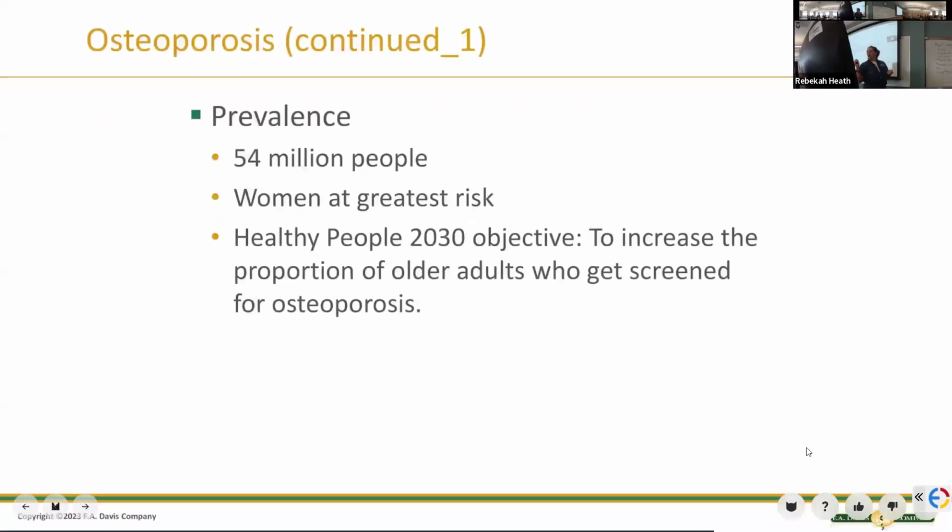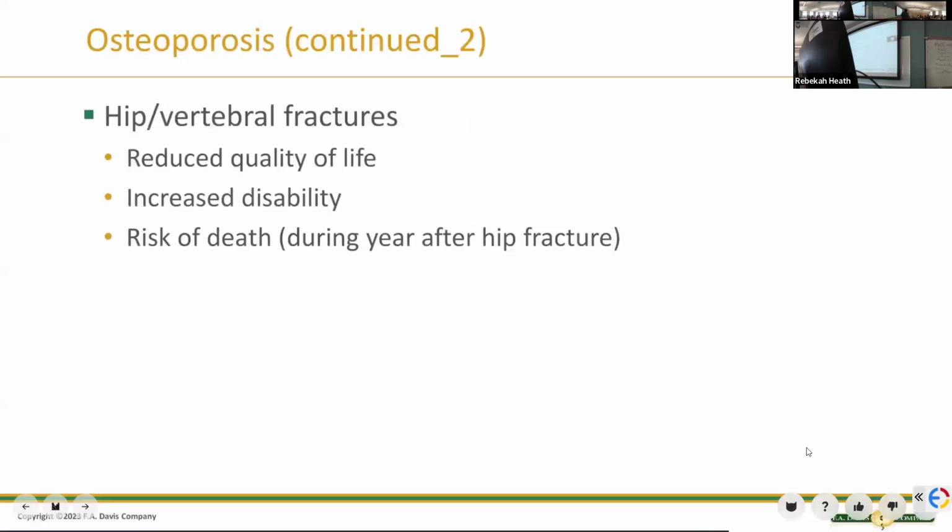Women are more commonly affected than men. We have these Healthy People 2030 goals in our nation, and one of them is to increase the proportion of older adults who get screened for osteoporosis, just like we do blood pressure screenings for people as they get older. We want to screen people for osteoporosis. Typically they're women.